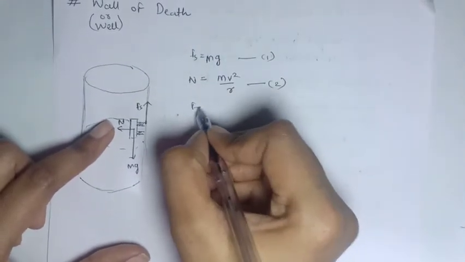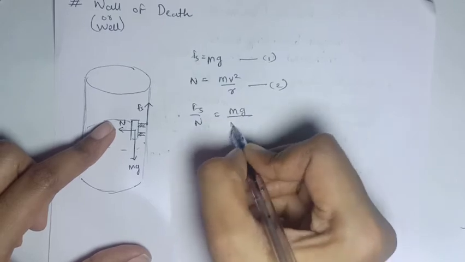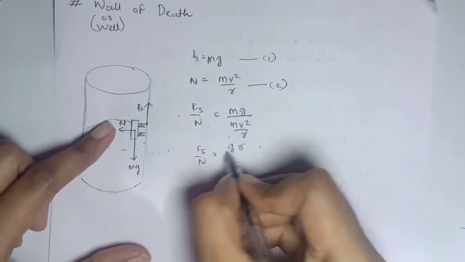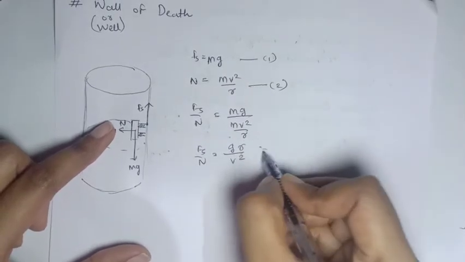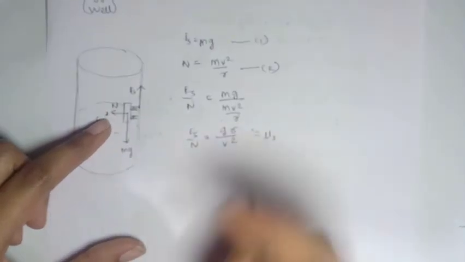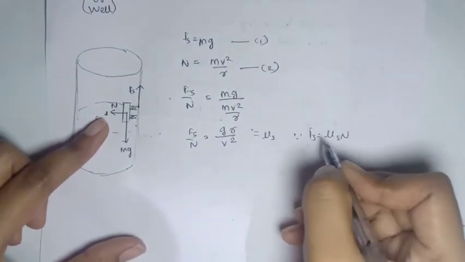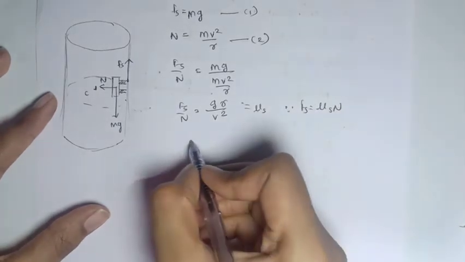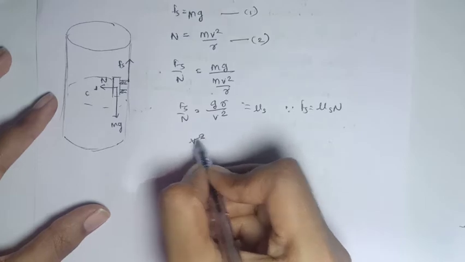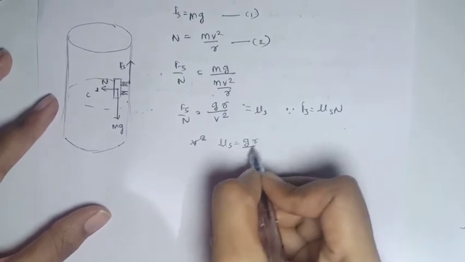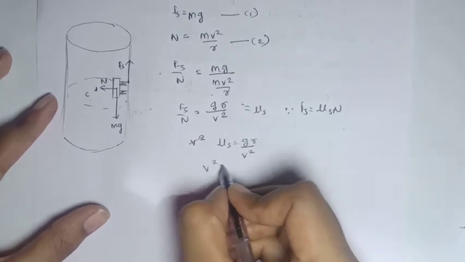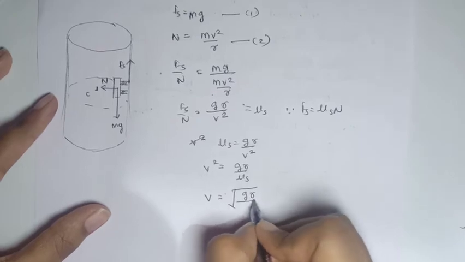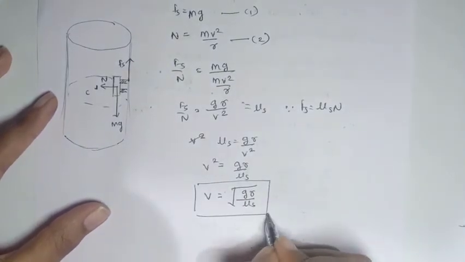Again you have to divide, so fs by n will be equal to mg divided by mv square by r. So m and m will be cancelled, so fs by n will be equal to gr divided by v square. So this is nothing but mu s, as we considered in the earlier case, because fs is nothing but mu s into n, where mu s is the coefficient of static friction. So from this, for simplicity, mu s is equal to gr by v square. So v square will be equal to gr by mu s, which is the maximum speed at which friction is capable of holding the object. That's it.